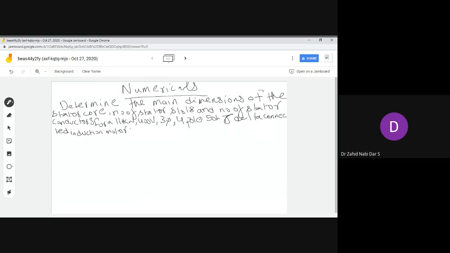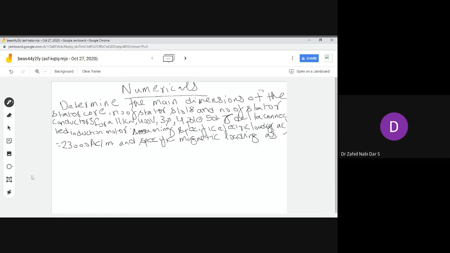Now assuming specific electric loading, that is ampere conductors, is equal to 23,000 ampere conductors per meter, and specific magnetic loading as 0.45 Weber per meter square. Full load efficiency is 0.85.